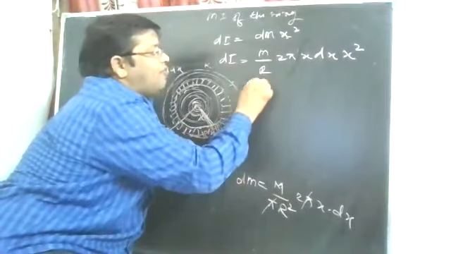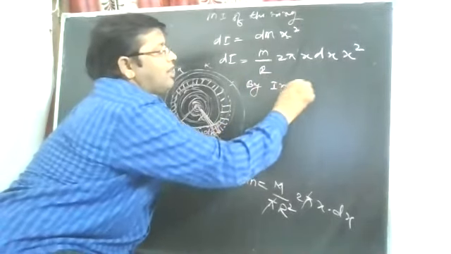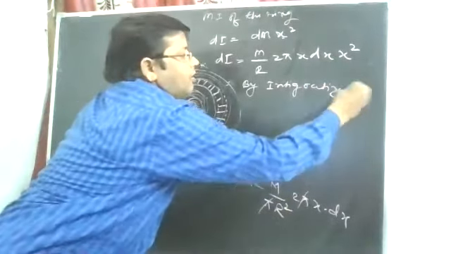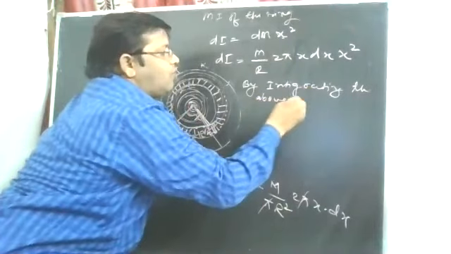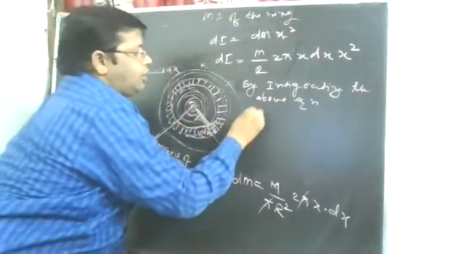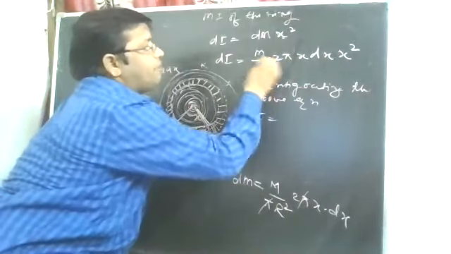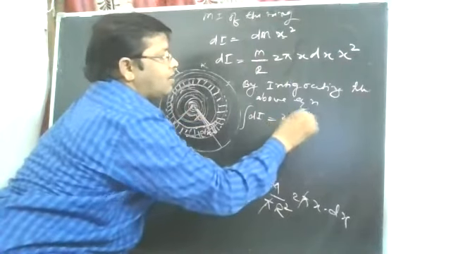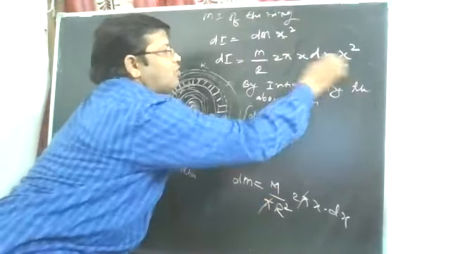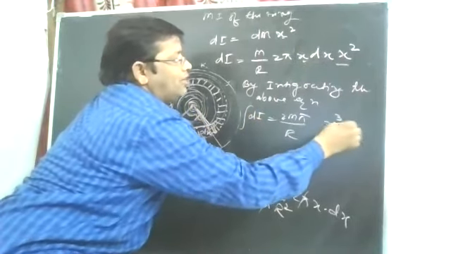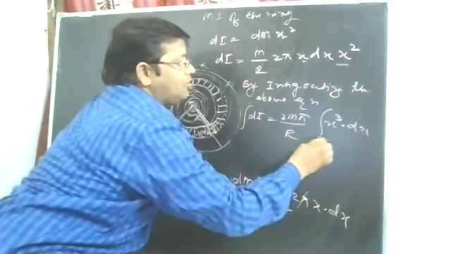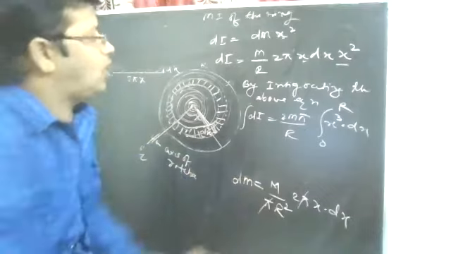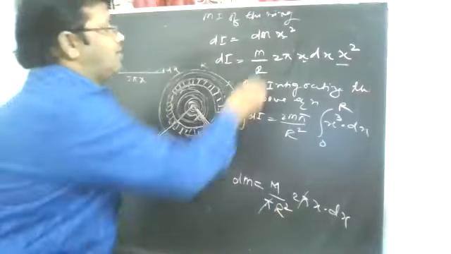By integrating the above equation, we can determine the moment of inertia. So the integration of dI is I. The constants go outside: 2 m pi upon r square, x square into x, x cube into dx. Integration of x with limits 0 to r. Here m by r square is there.